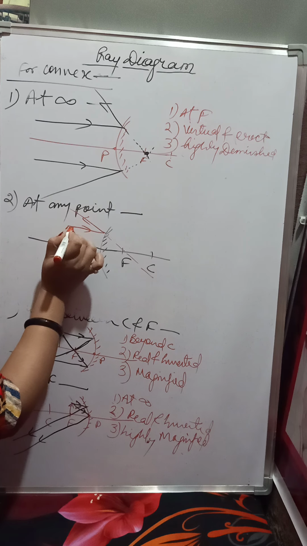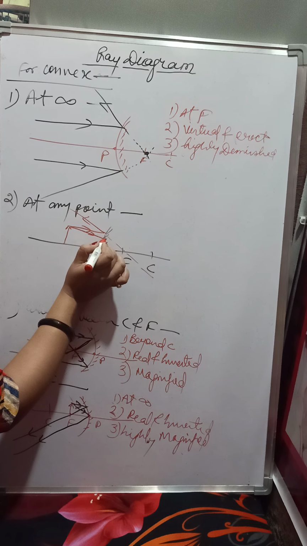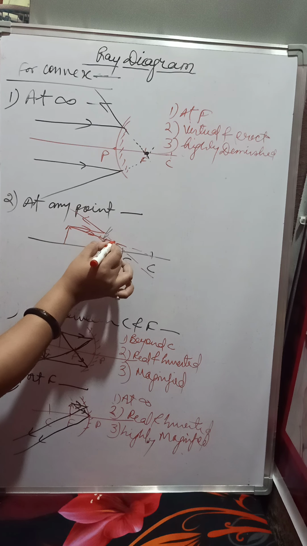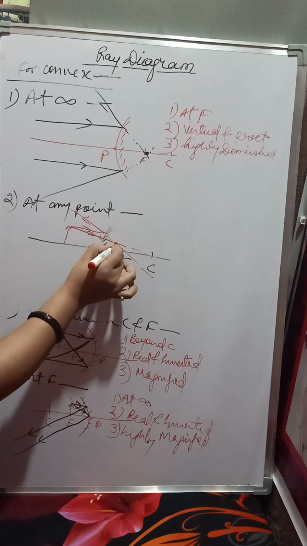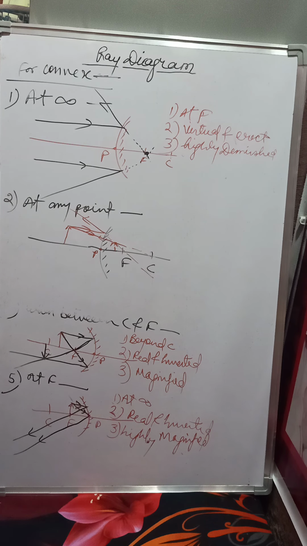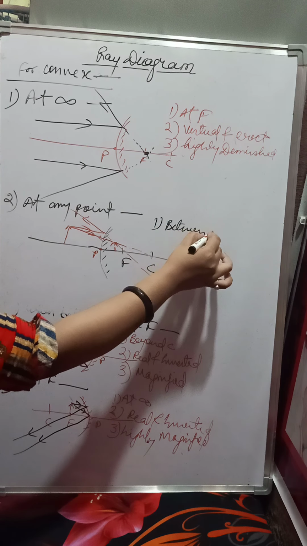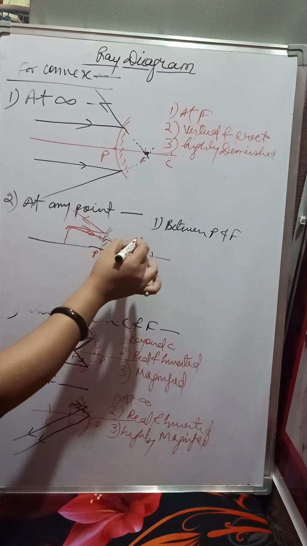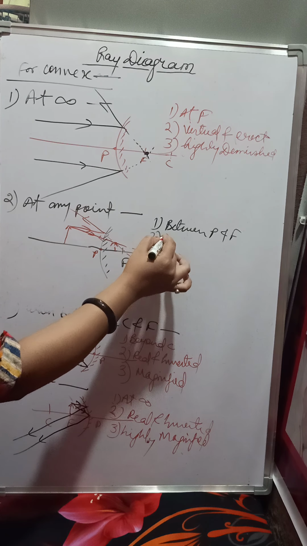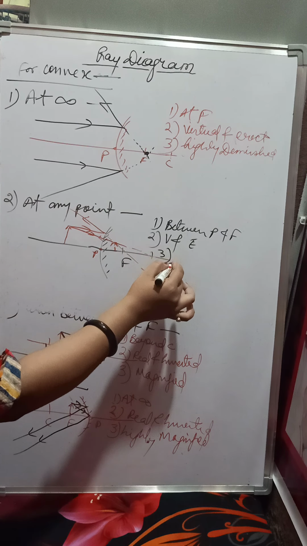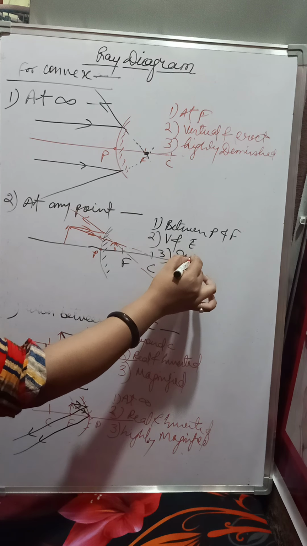The second light ray passes through the center of curvature. So it will return back to the same path. We can say that these two light rays are intersecting between P and F. So image is formed between P and F, pole and focus. It is virtual and erect, and it is diminished.